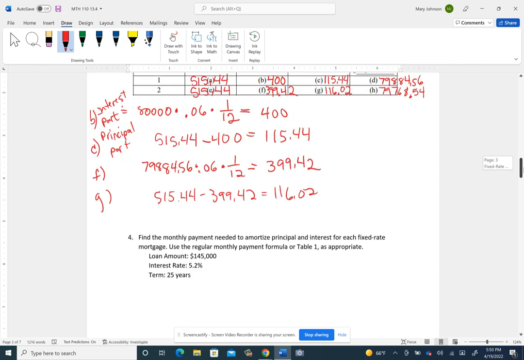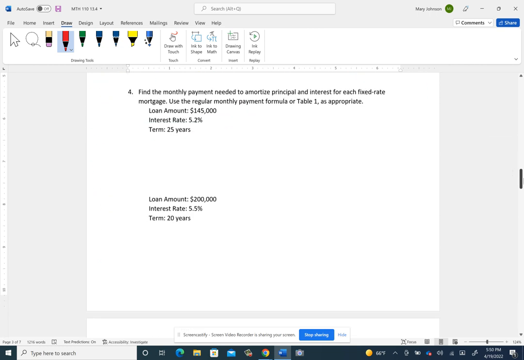All right, so now let's look at these two questions. This one says to get the monthly payment. We can use either the formula or table 1. So basically, use the table unless you can't find the interest rate. You see here, this one's in the table, so we could use the table for it, but 5.2 is not in the table. So we're going to have to use the formula.